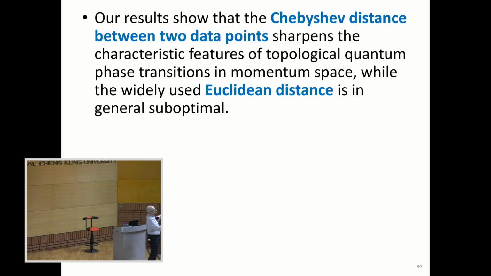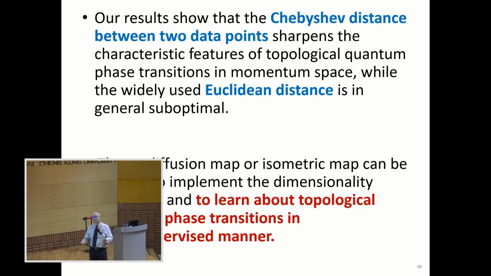Because it's an iterative process. It's not like you take the initial conditions, put them in the Maxwell equation, and get the result of Schrodinger. No. You need to try many things. And then, in this case, it sharpens the characteristic feature of the phase transitions in momentum space, while the widely used Euclidean distance is suboptimal. It's a bit blurred. It's not very good.